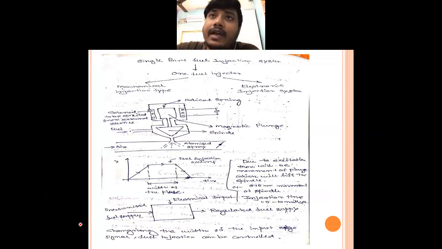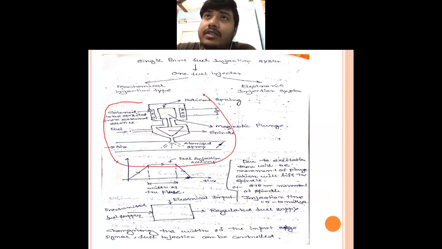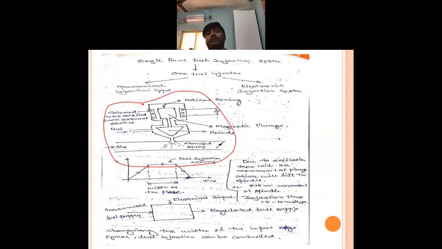Okay, next है जो last one है, that is the mechanical injection type. So type of fuel injection, one is mechanical injection type, another is electronic injection type. Okay, so here it has been shown the diagram of mechanical injection system. So it is a single point fuel injection. You must remember it is a single point fuel injection, and you can see that a mechanical type of injection system is shown.